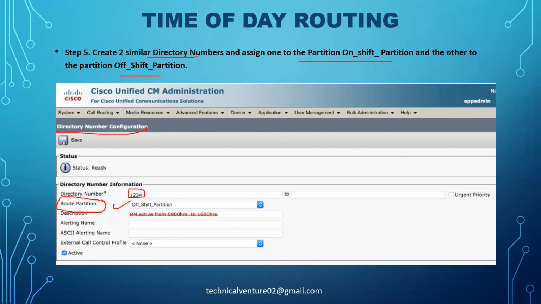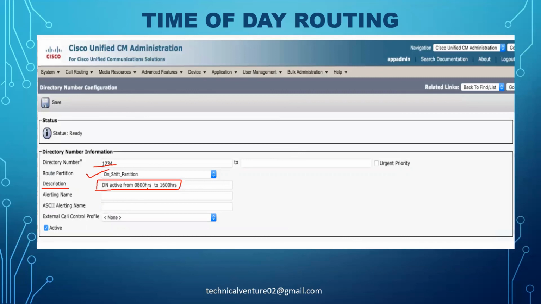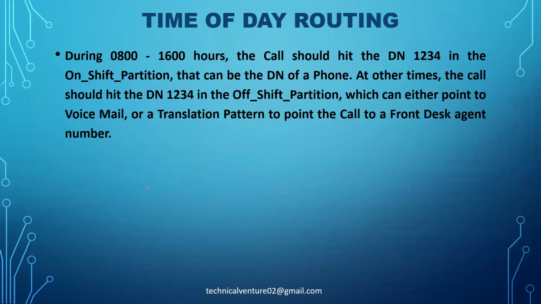And if somebody is calling between 4 p.m. till 8 a.m. in the morning, it will be hit by this off shift partition, and then it will hit this directory number. And on this directory number, what we will do is just check mark the call forward all to voicemail. So now we created all these things.